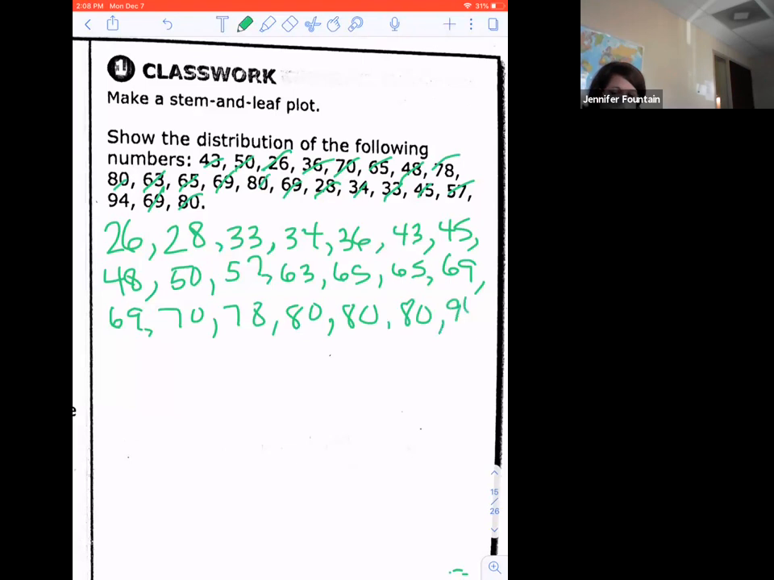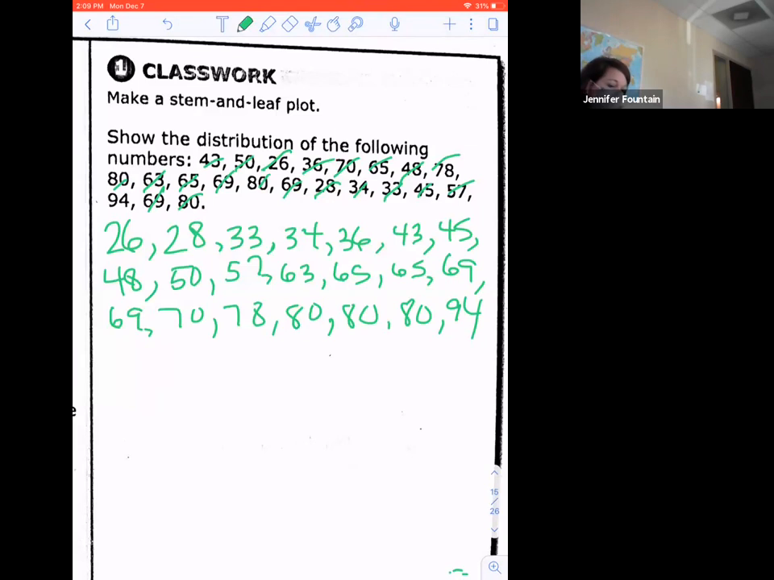and then 94. Now what I'm going to do is go back and count and make sure I got them all. 1, 2, 3, 4, 5, 6, 7, 8, 9, 10, 11, 12, 13, 14, 15, 16, 17, 18, 19, 20, 21, 22. So my original list had 22, and I've got 1, 2, 3, 4, 5, 6, 7, 8, 9, 10, 11, 12, 13, 14, 15, 16, 17, 18, 19, 20, 21.